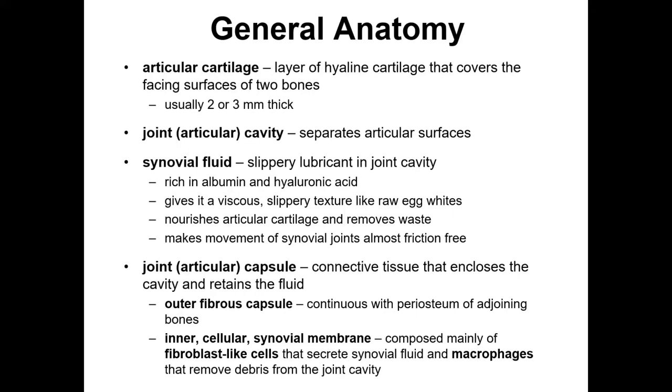And then there's what's called a joint capsule. And this is connective tissue that encloses the cavity and retains the fluid. There is an outer fibrous capsule, which is continuous with the periosteum of the adjoining bones. And there is an inner cellular synovial membrane, composed mainly of fibroblast-like cells that secrete synovial fluid and macrophages that remove debris from the joint cavity.